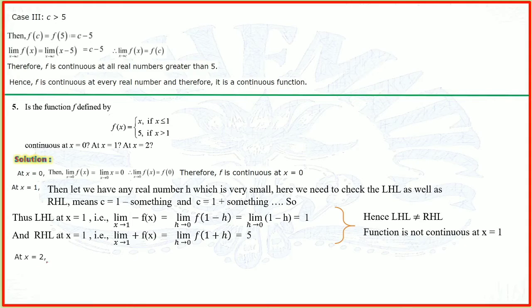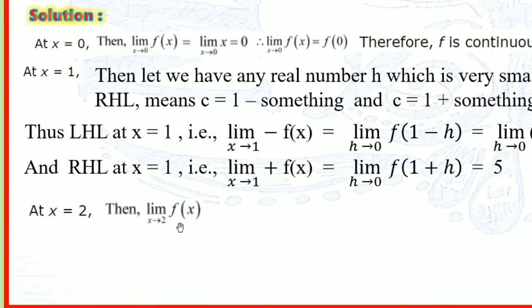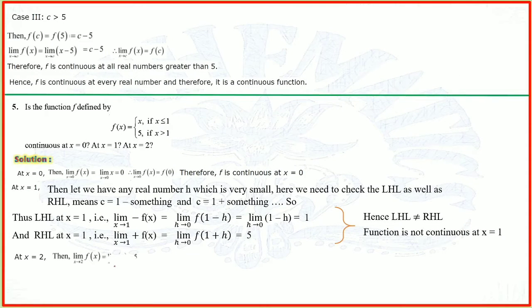Clear? Now for x is equal to 2, same, I have already declared this will be continuous only. Limit x tends to 2, f of x, which is equal to limit x tends to 2, and at that point the value of the function is 5. So 5 is equal to 5. That is, when x tends to 2, f of x is equal to f of 2. Both values are the same. So therefore the function is continuous at x is equal to 2. So that's all about this question.